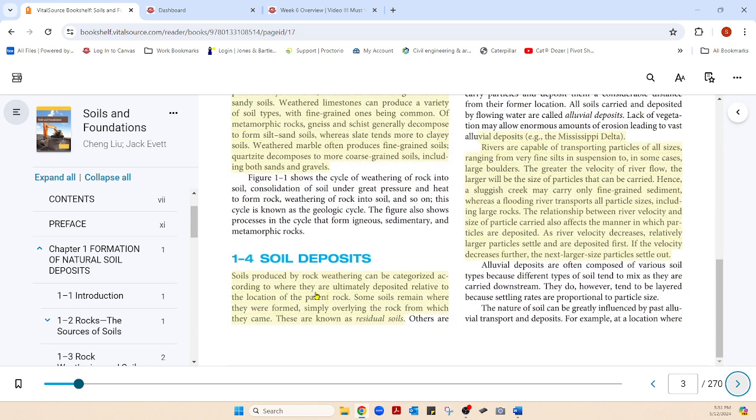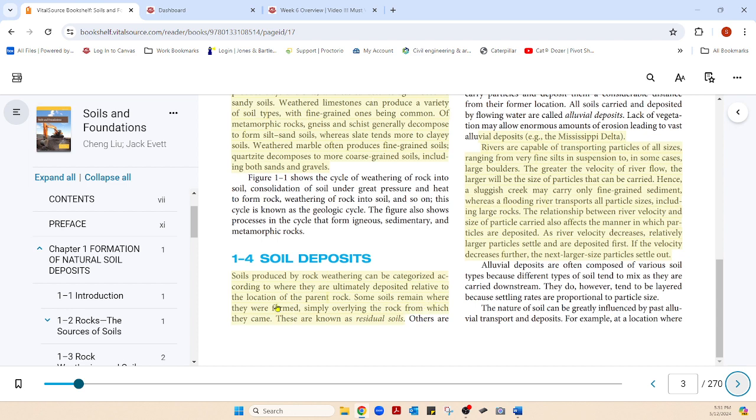Deposits, where does this soil go? Where does it stop? Where can you find it? Soils produced by rock weathering can be categorized according to where they are ultimately deposited relative to the location of the parent rock. Where is this silty stuff from igneous located relative to the igneous rock?